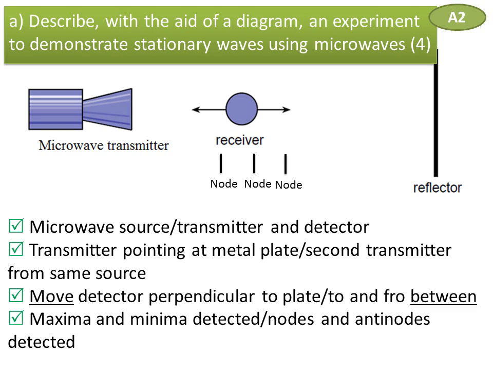Now, we need our transmitter and a detector. We need something for the waves to reflect off. Then as we move it between the transmitter and the reflector, that'll give you another mark. We get maxima and minima. So there's your 4 marks.